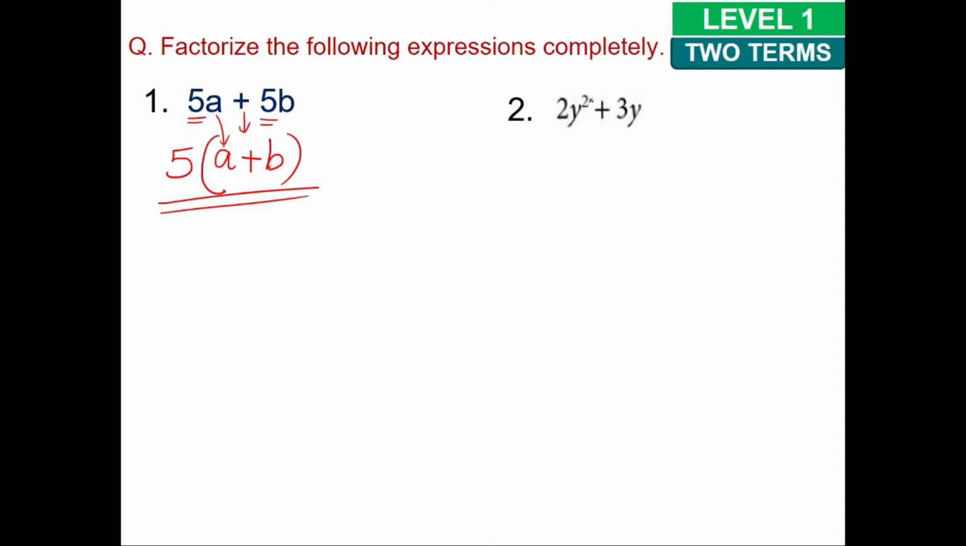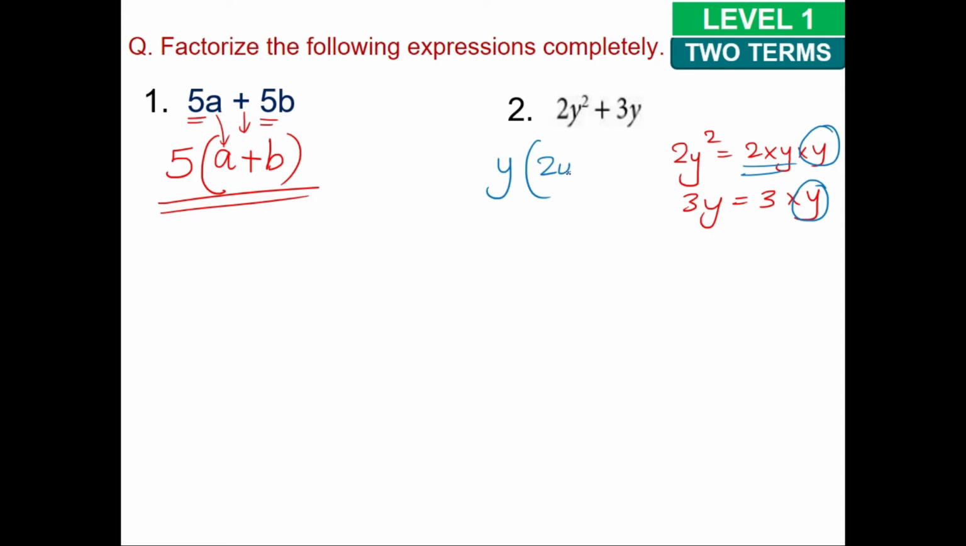The next question, 2y squared plus 3y. Now there is no constant number which is a common factor, but you have y squared and y here. So you can say 2y squared is 2 times y times y. 3y is just 3 multiplied by y. You have y as the common term. So that's a common factor. y comes outside the bracket, and what remains in 2y squared is just 2y, and the same plus sign, and you have a 3 here. So this is how you're going to write it.